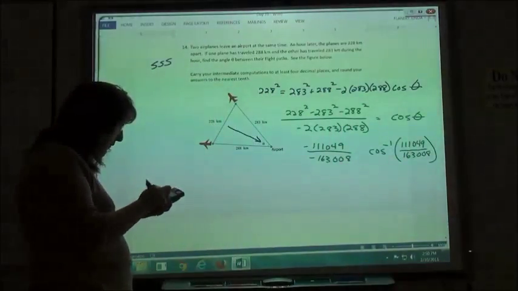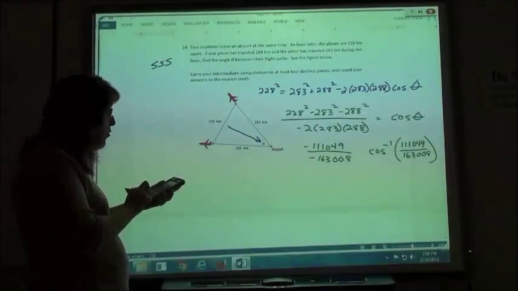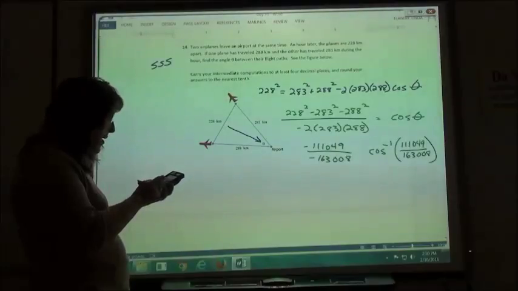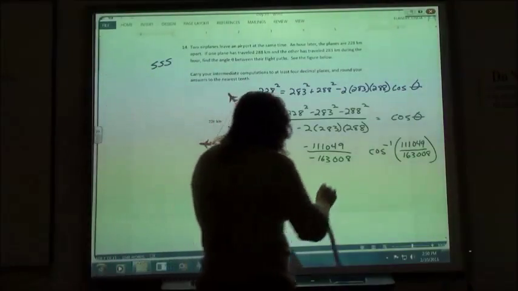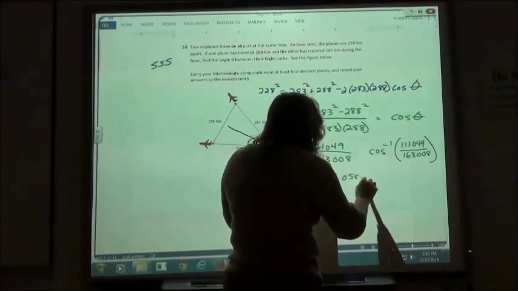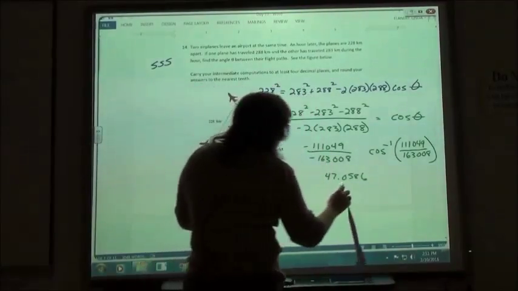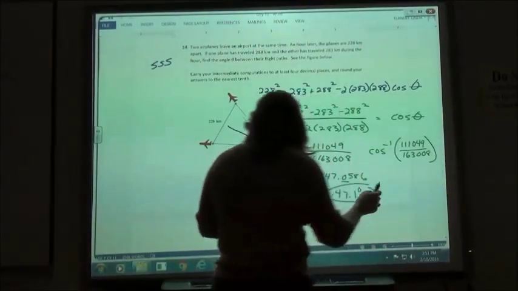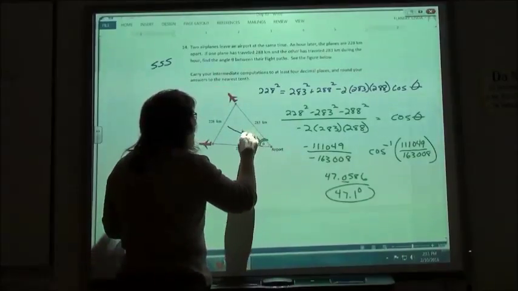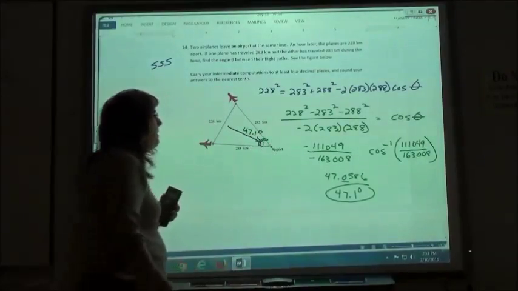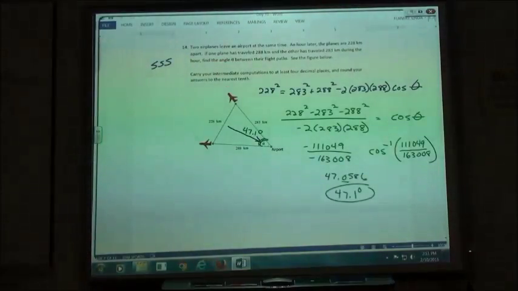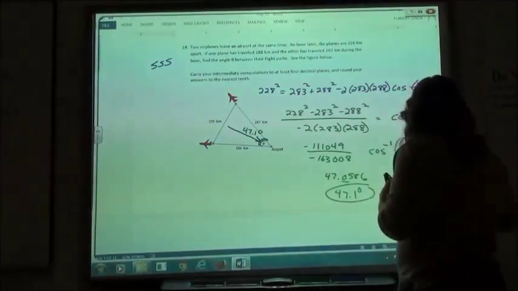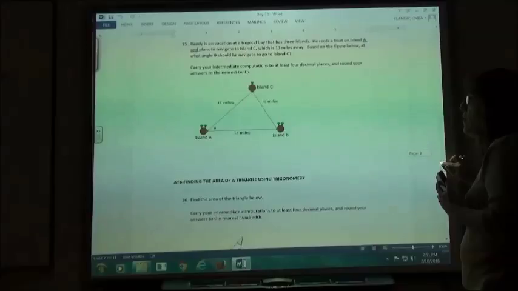So, shift cosine, parentheses, 111,049 divided by 163,008. Close my parentheses, hit equals. I get 47.0586. Rounding to the nearest tenth would be 47.1 degrees. So that is the measure of this angle right here, 47.1 degrees. One more of those using my law of cosines.